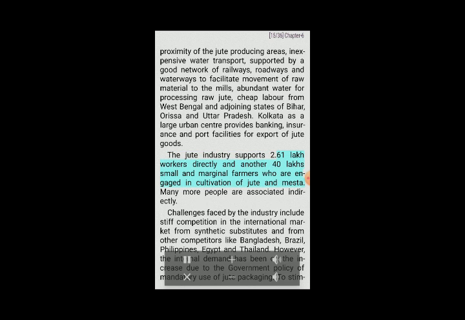The jute industry supports 2.61 lakh workers directly and another 40 lakh small and marginal farmers who are engaged in cultivation of jute and mesta. Many more people are associated indirectly. Challenges faced by the industry include stiff competition in the international market from synthetic substitutes and from other competitors like Bangladesh, Brazil, Philippines, Egypt and Thailand.